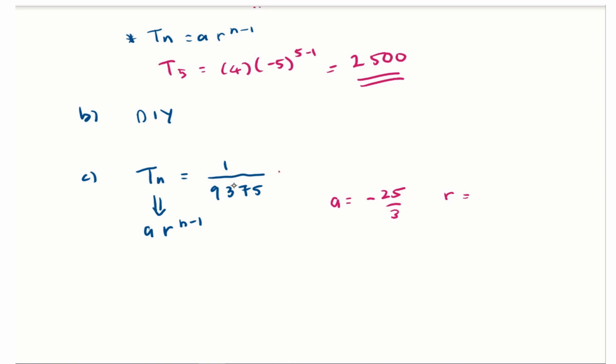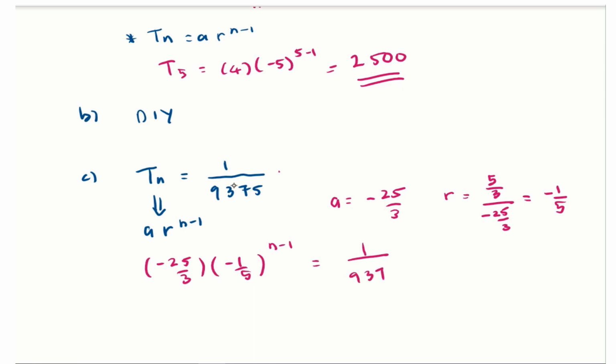T2 is 5 over 3 divided by negative 25 over 3. And we get the common ratio negative 1 over 5. And then we substitute into the formula. A multiplied by R to the power of n minus 1 is equal to 1 over 9375. So A here is negative 25 over 3, multiplied by negative 1 over 5 to the power of n minus 1, equals 1 over 9,375.